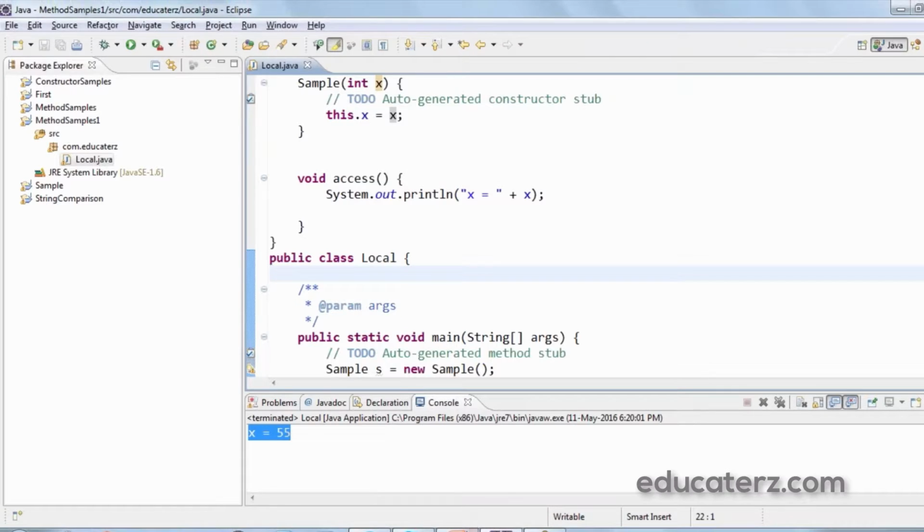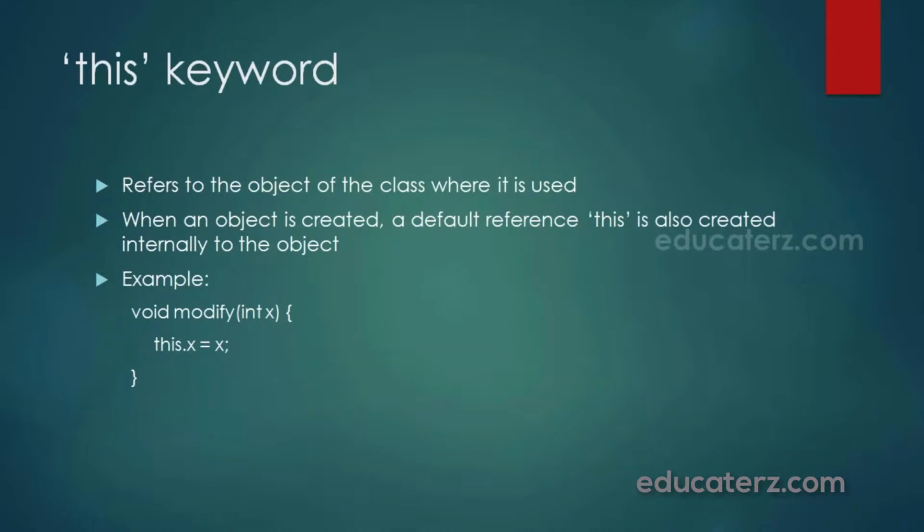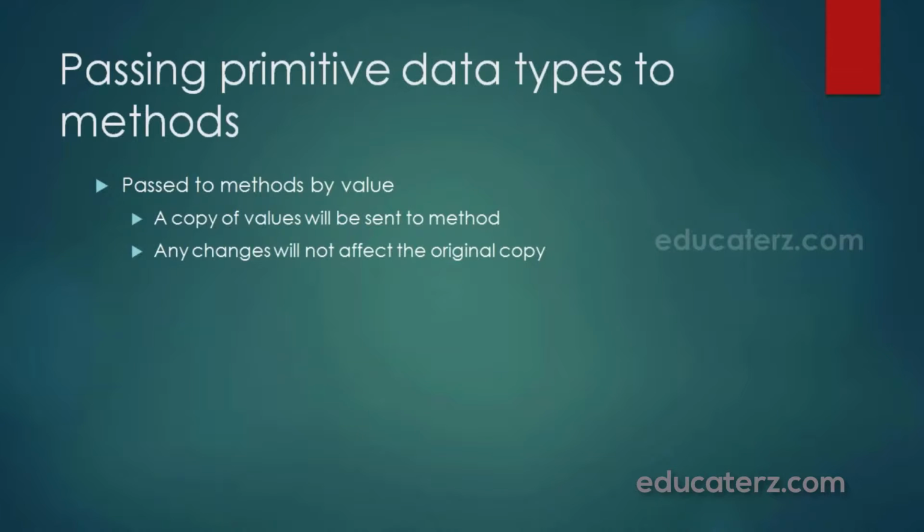Next is how to pass primitive data types to the methods. So primitive data types, when I say primitive data types, it refers to single entities or single values. For example, character, byte, short, int, long, float, double, boolean, all these are primitive data types because they store only single values. So they are passed to methods by value. This means when we pass primitive data types to methods, a copy of those will be passed to the methods. So any changes made to them inside the method will not affect them outside the methods.